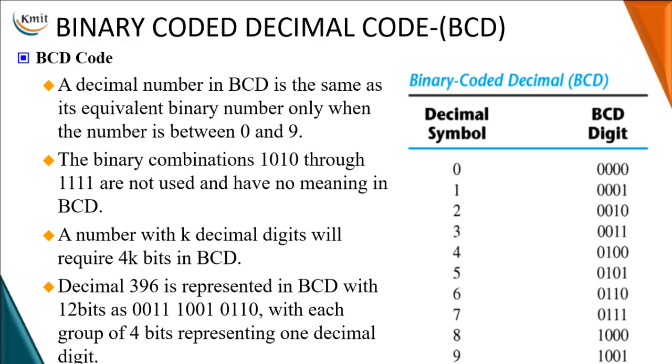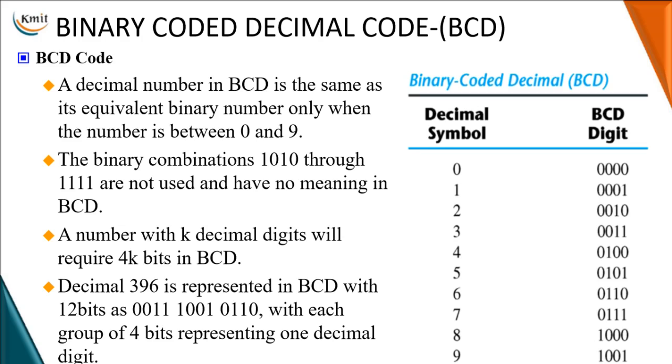So in total we have 0 to 9 as the valid states, and the binary combinations from 1010, which is 10, onwards, 10 to 15, till all ones, 4 ones, are not used at all in BCD. Those are invalid states in BCD. Those codes are not available in binary coded decimal. It only codes the decimal digits from 0 to 9 with 4 binary bits.